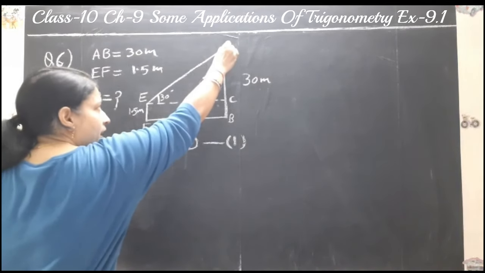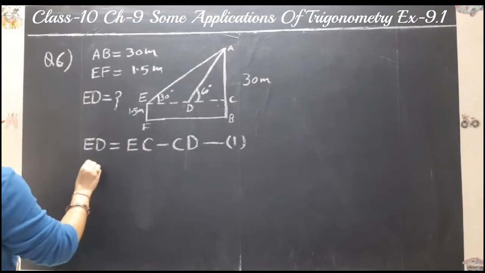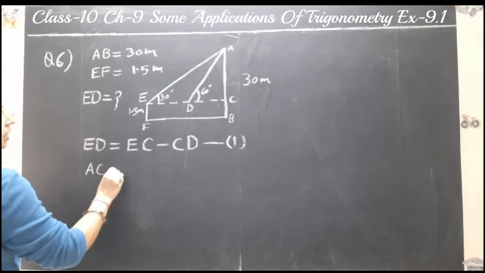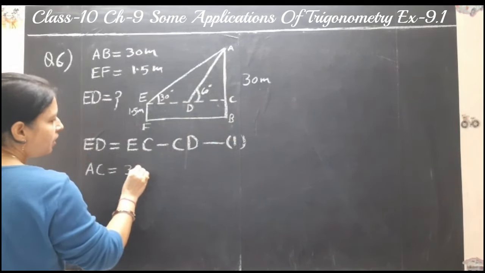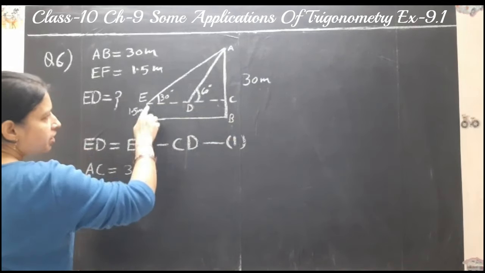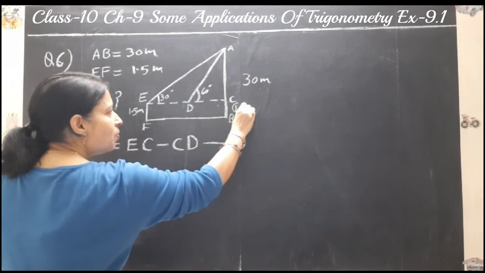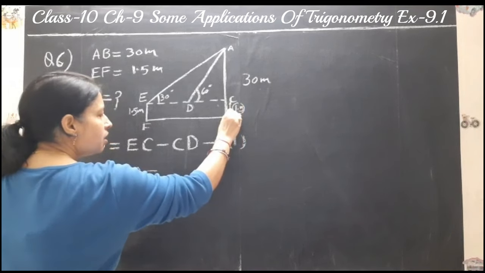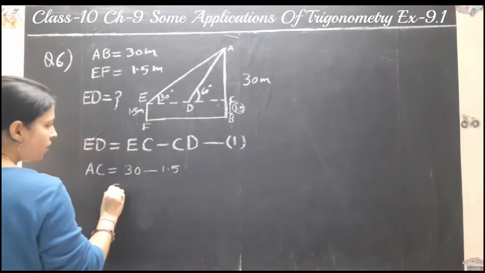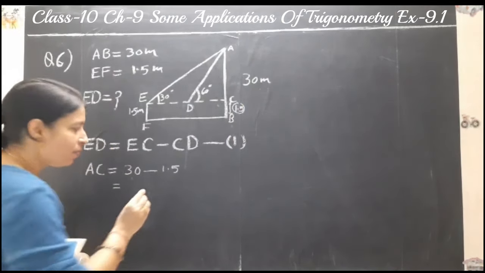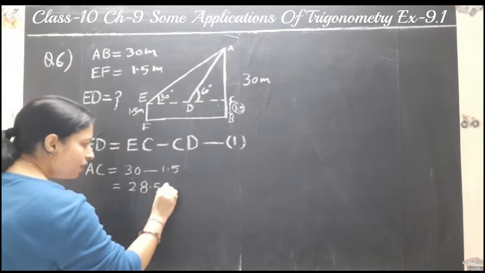So first find out this distance. What will be AC? AB is equal to 30 meter. So AC will be 30 meter minus this distance. BC will also be 1.5 meter, from this to this. So write here 1.5 meter. So 30 minus 1.5 will be 28.5 meter.